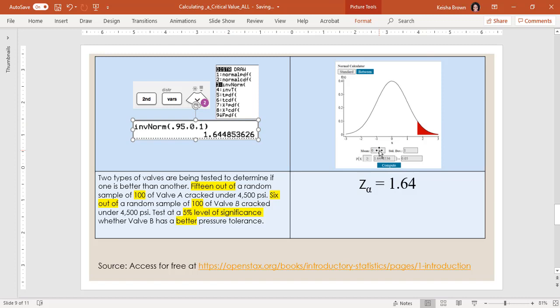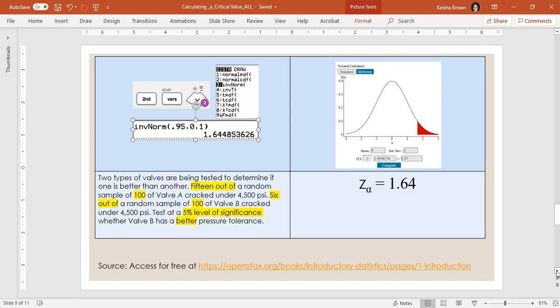Then you also have for StatCrunch, your mean is 0, your standard deviation is 1, right-tailed test, so we have greater than or equal to, and there is in the very last box where you put your alpha, 0.05. Your critical value is positive because you're on the right side of the graph.